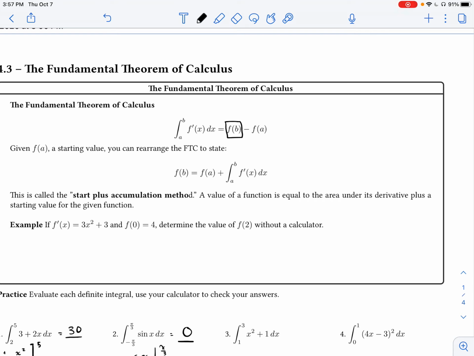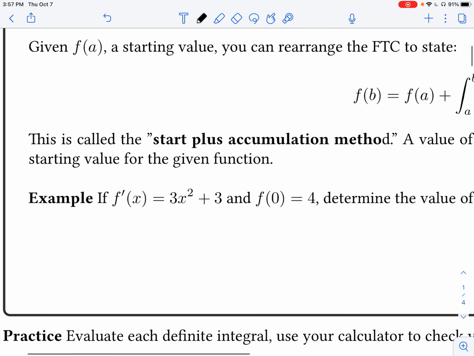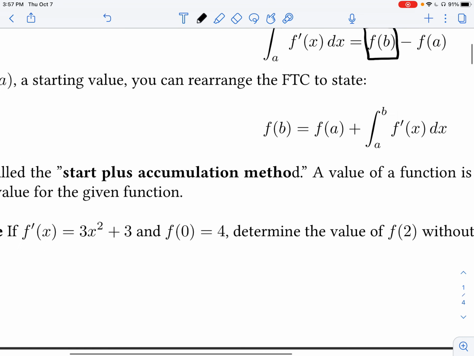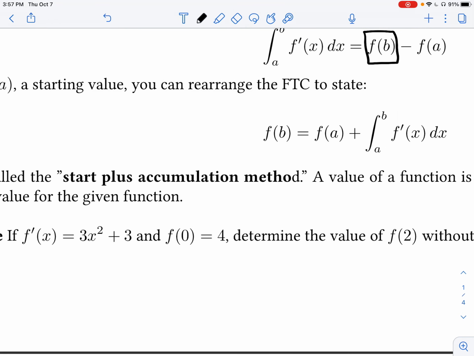Okay, so let's do an example just to make sure that this makes sense for us. Let's start with something like this problem here. Let's suppose we were given the derivative of a function, and we know that function's output at 0. Can we find what f of 2 is? Can we find f of 2?